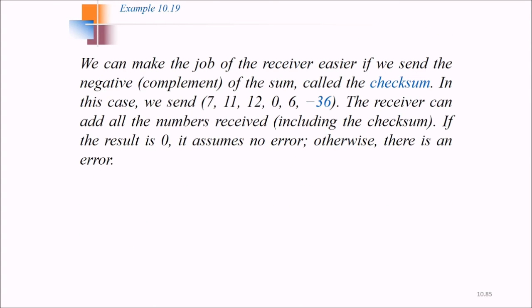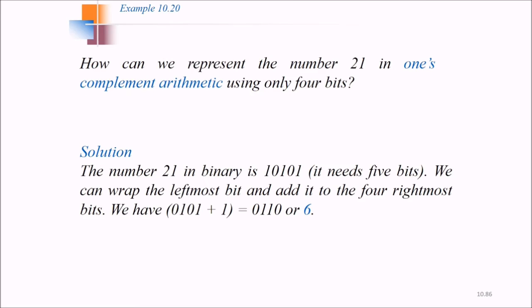We can make the job of the receiver easier if we send the negative of the sum, which is called the checksum. The checksum is the negative, that is the complement, of the sum. So for this, rather than sending 36, we send minus 36. The receiver can add all the numbers received, including the checksum. If the result is 0, it assumes no error, otherwise there is an error.